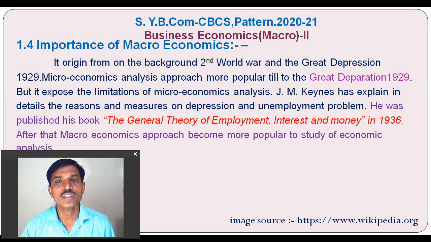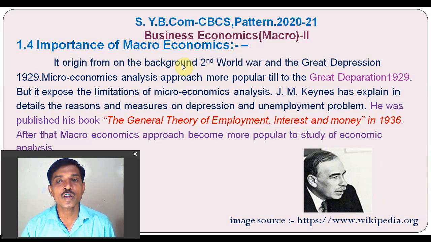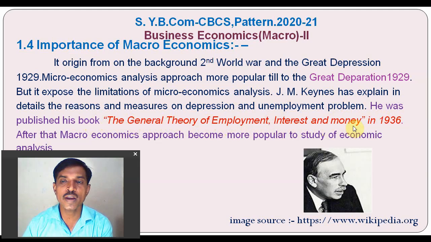At that time, John Keynes made a good contribution to the analysis of this situation, and Keynes found the answer to why unemployment is created. He found the reasons and measures for depression and the unemployment problem, and he published his book The General Theory of Employment, Interest and Money in 1936. After that, macroeconomics became more popular and its importance began. So the importance of macroeconomics increased after the Great Depression.